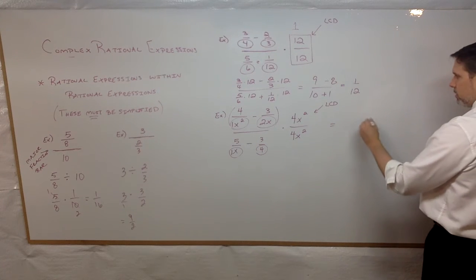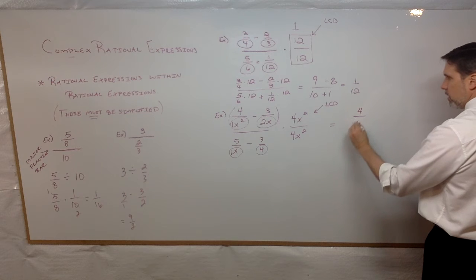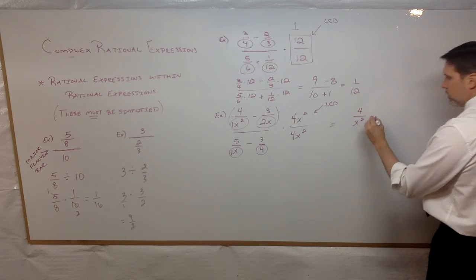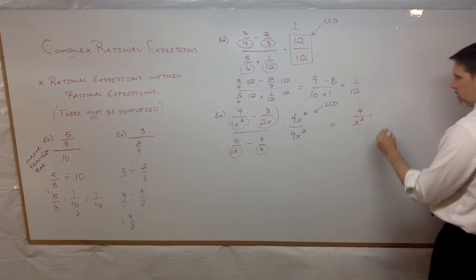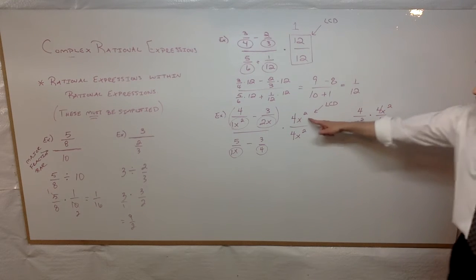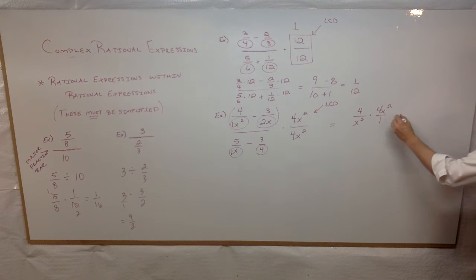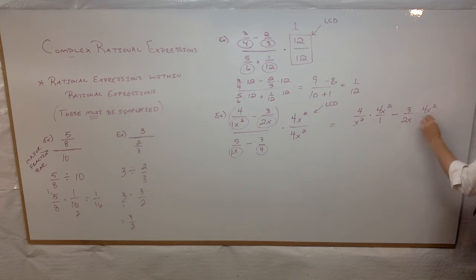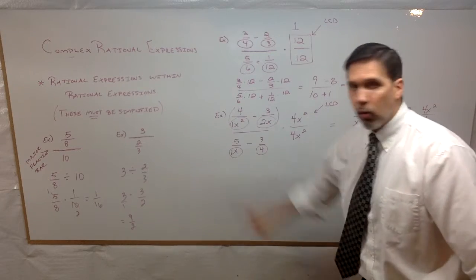Now, writing this out, when I distribute this through the numerator, let's write it out over here. I'm going to take 4 over x squared, this first fraction, times this 4x squared. And I'm going to write 4x squared over 1. It'll just be easier. Comparing fractions, and then we have minus 3 over 2x. That also gets multiplied by the LCD, 4x squared over 1. So that's just distributing 4x squared through.